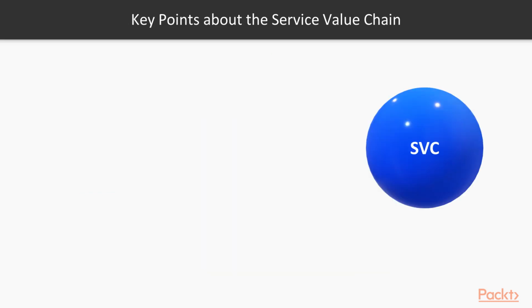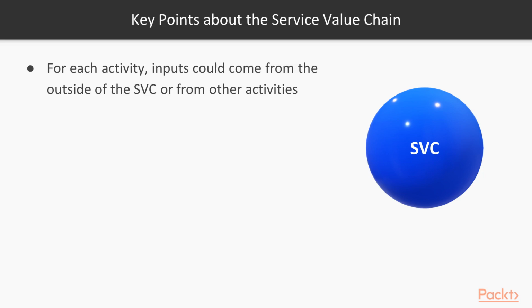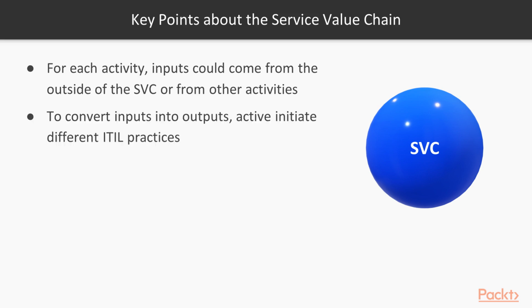But for now, some key points to remember about the value chain. First of all, for each activity of the value chain, you should remember that the inputs can come from outside of the value chain or from other activities. And in order to convert inputs into outputs, activities need to initiate different ITIL practices. For example, when you have a customer complaint, first you could initiate incident management. And after initiating incident management, you may start working with problem management and then maybe relationship management. So each value stream will initiate some activities in the value chain, and in turn, each activity in the value chain will further initiate practices at a more granular level.